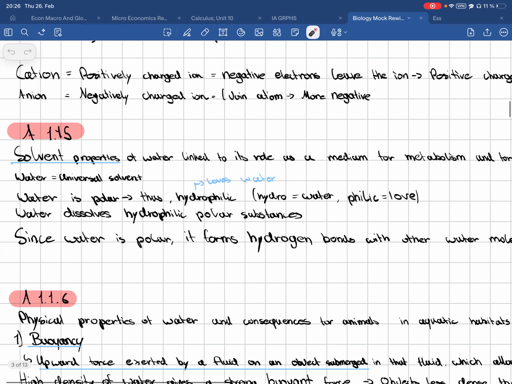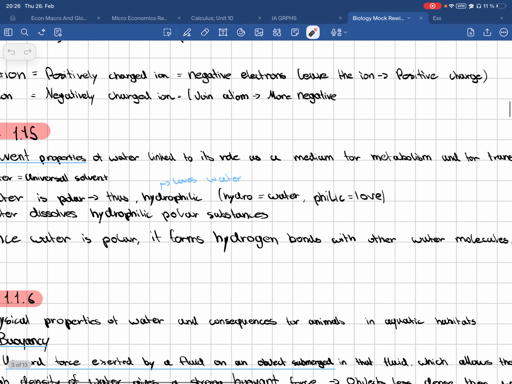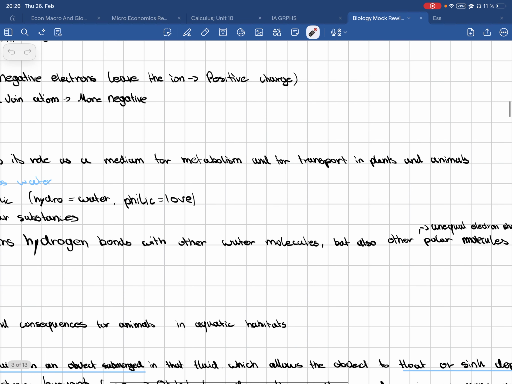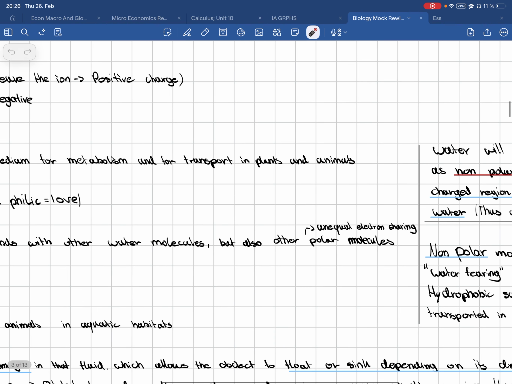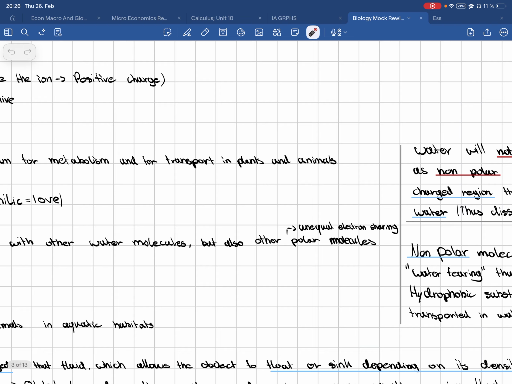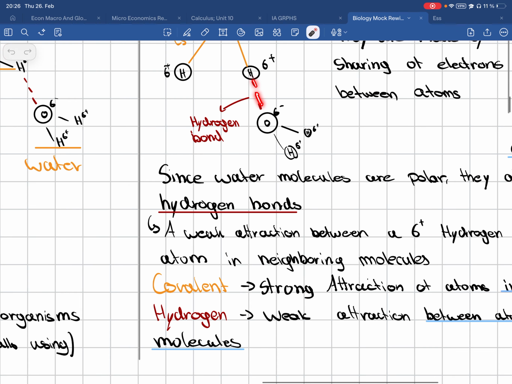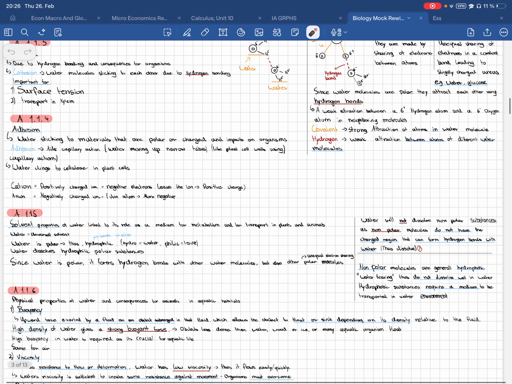Now, this is the bio behind it: since water is polar, it can form hydrogen bonds with other water molecules, but also other polar molecules which have this unequal sharing of electrons. This allows for these bonds between the two substances and molecules, you know?